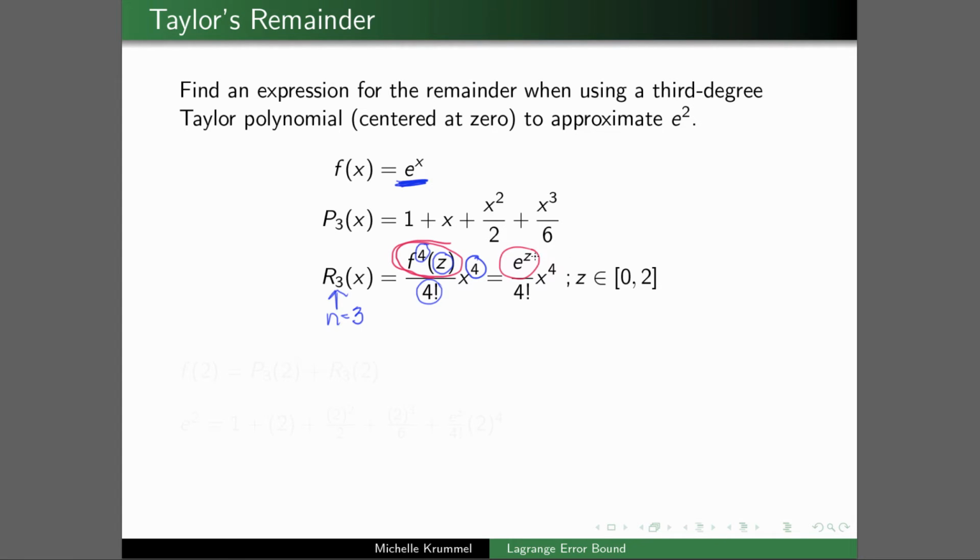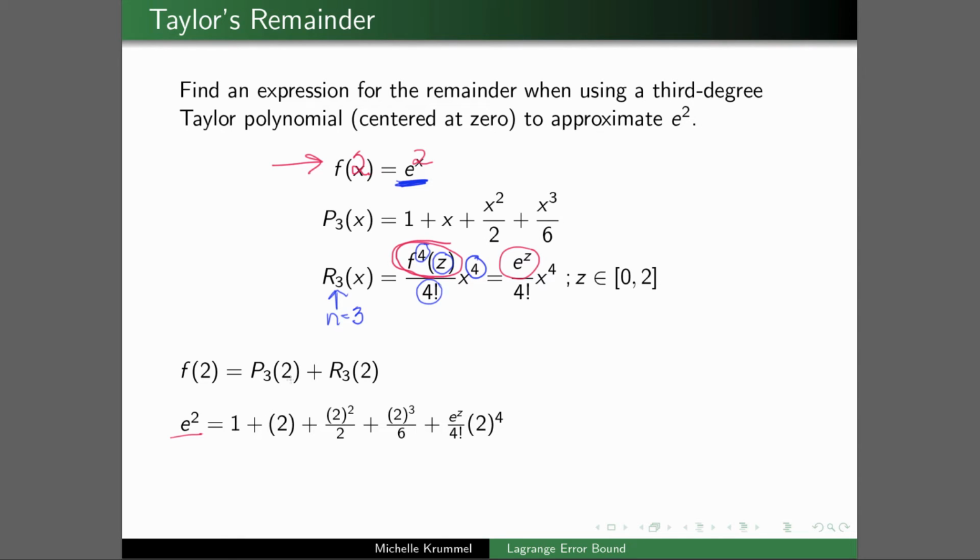And we know that z exists somewhere between our center, which is 0, and the x value for which we're trying to make an approximation, in this case, 2. So z is some number between 0 and 2. We're trying to approximate f of 2. So f of 2 is going to equal our polynomial evaluated at 2 plus our remainder evaluated at 2. F of 2, we come back up here. If we substitute 2 in for x, f of 2 equals e squared. So f of 2 equals e squared.